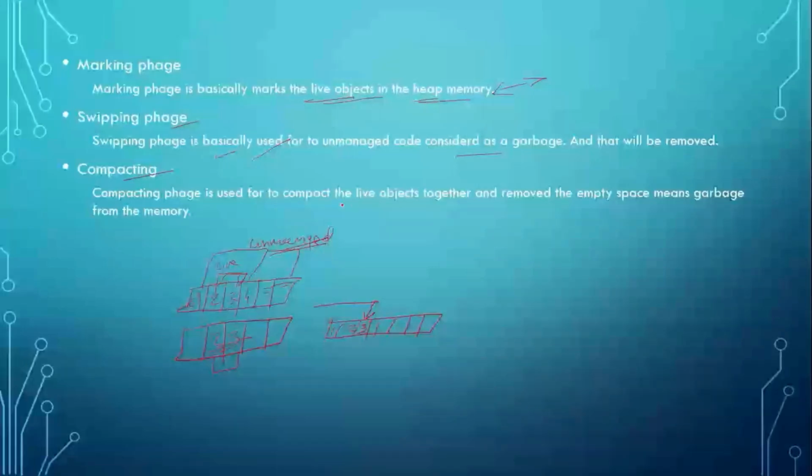The compacting phase is used to compact the objects together and remove the empty spaces, meaning garbage, from the memory. So the empty space can be removed, and the objects will be stored next to that allocation. So yeah, that is about garbage collection.